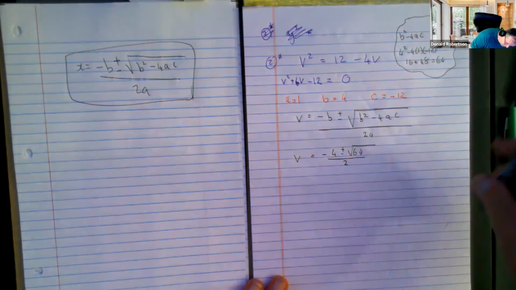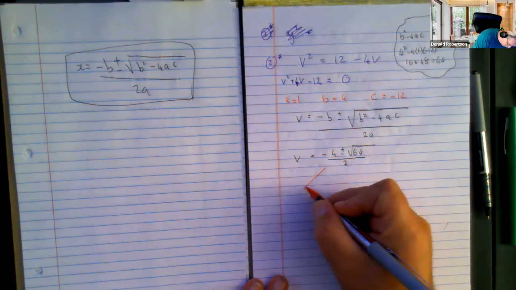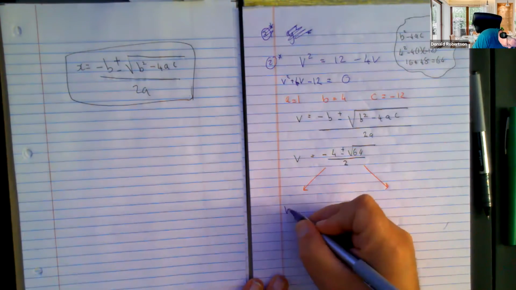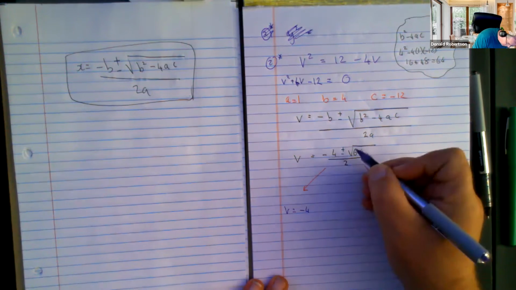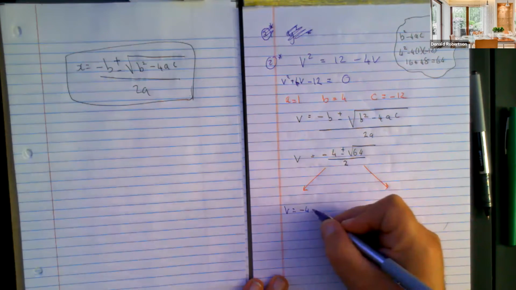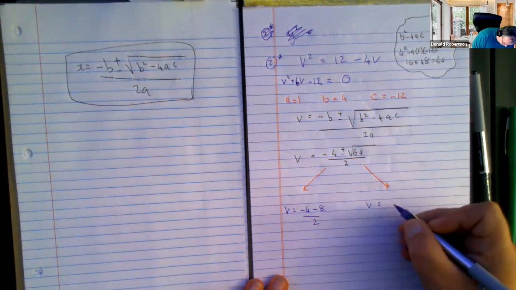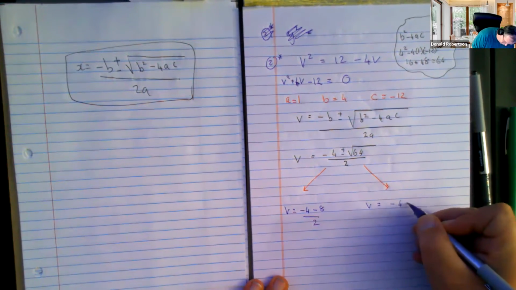Now separating to its 2 solutions. So first one is going to be negative 4 take away the square root, which is that guy. Looks like we're going to get the same answer as the previous question. Sheer coincidence, of course.